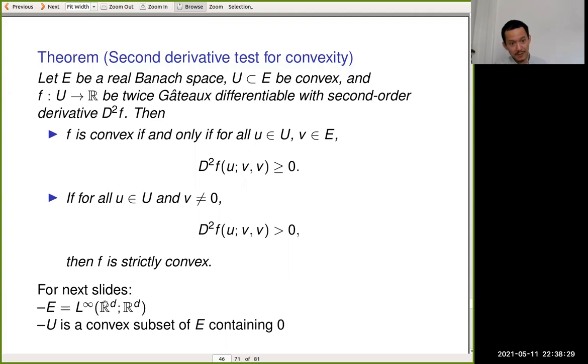So for the next few slides, I'm going to set E, basically the directions in which I evaluate this Gateaux derivative, to be the set of all bounded functions from R^d to R^d. U is a convex subset of E that contains 0. Why do we want it to contain 0? Because we want our optimal control problem to still contain the reference measure, which is mu0x. Basically, when we don't apply any control, we still want to include that in our analysis.